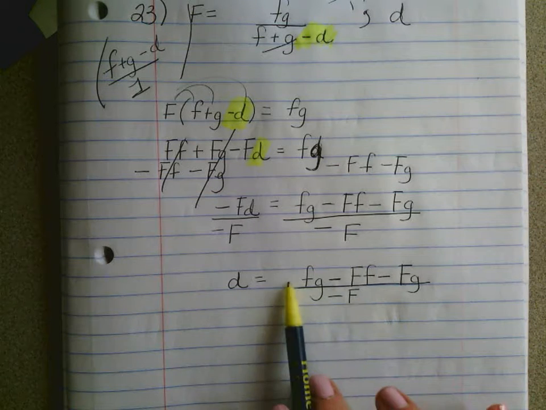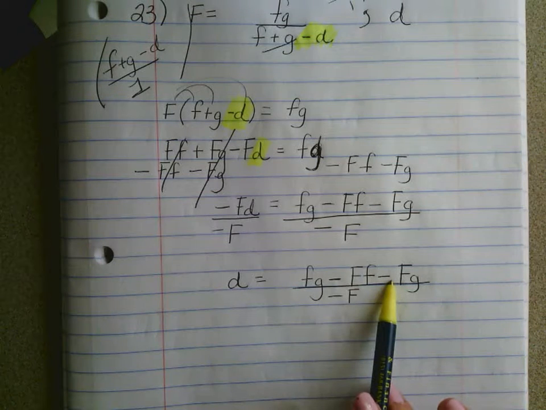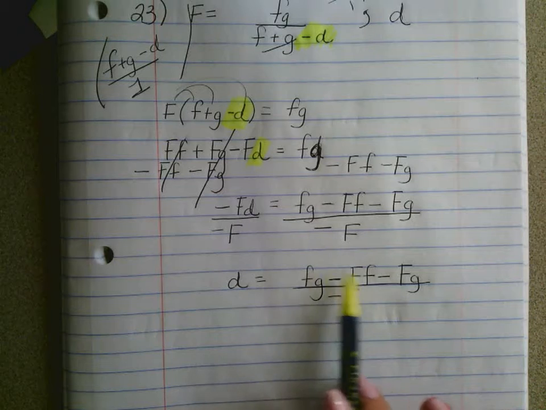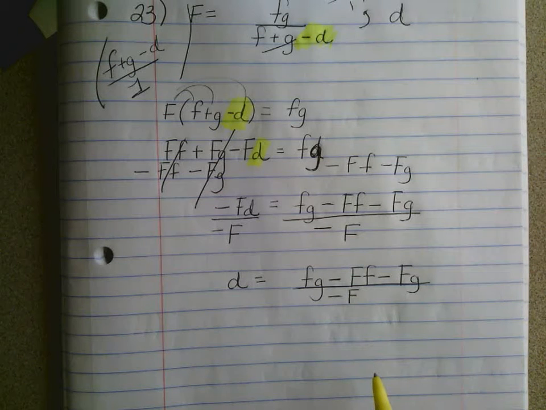The book answer is negative FG plus FF plus FG over F, because they took that and flipped all these signs with it. That is a lot of work. Goodness. That was 23.